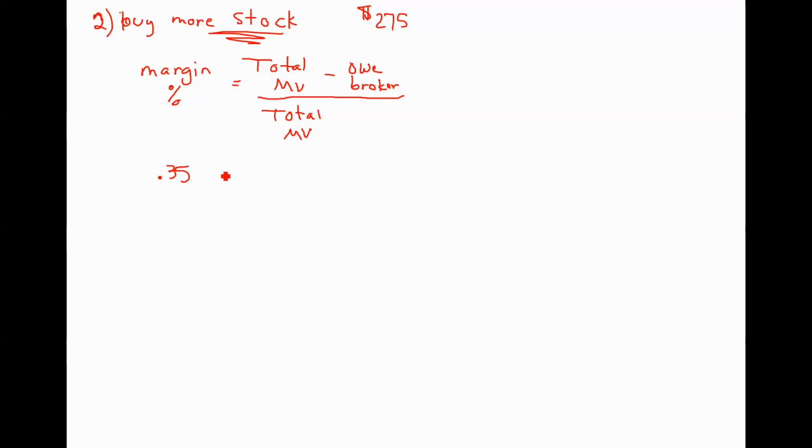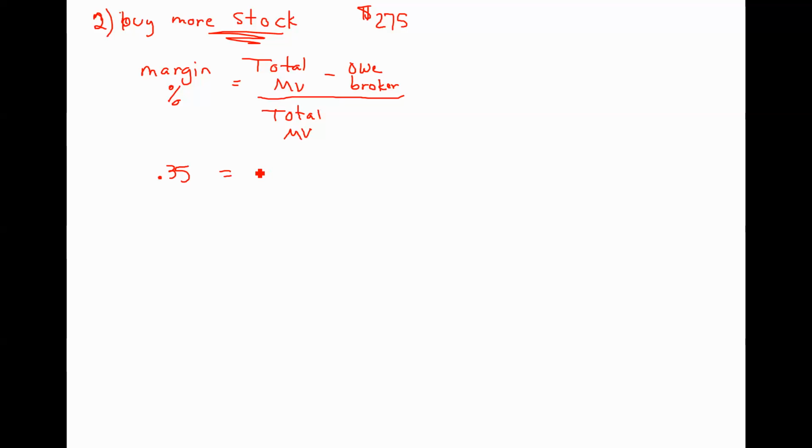The same equation will be used. Margin percentage equals total market value minus what we owe our broker divided by the total market value. And I'm still dealing with the fact that Apple's price has declined to $275 from our original purchase price. In this case, we're attempting to reach maintenance, which is 35%.